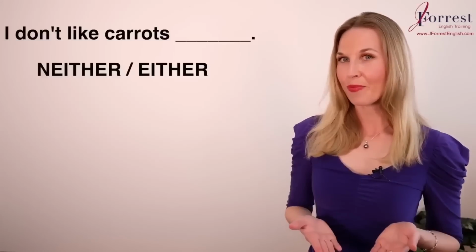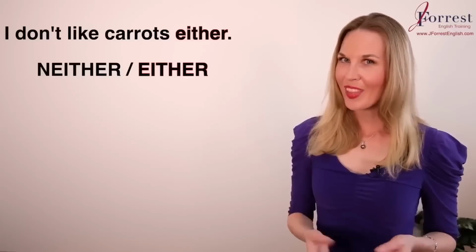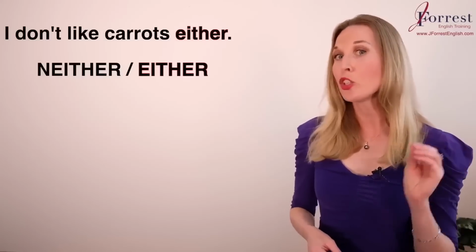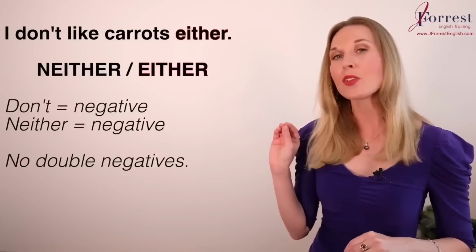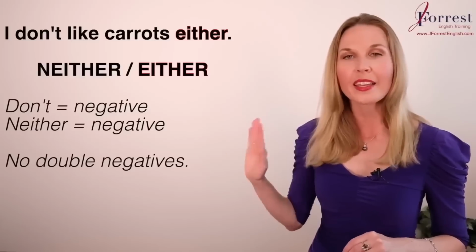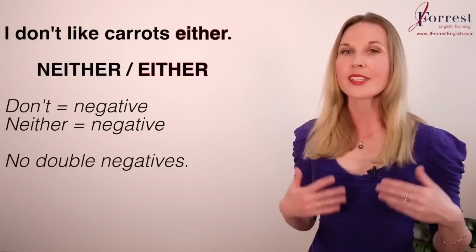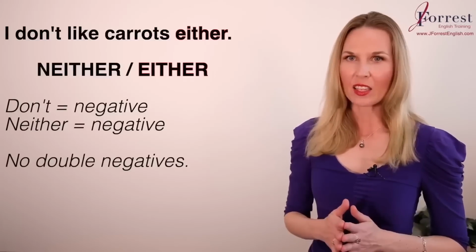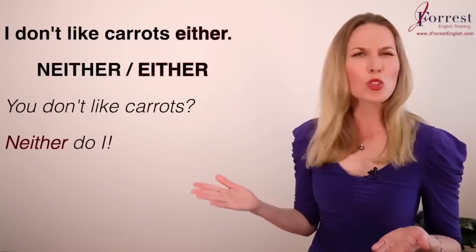Number 7: "I don't like carrots either." Now, this is the same as number 6 because I don't is a negative. Neither is also a negative, so we can't use it. We want either. I don't like carrots either. To use neither, I could say, "You don't like carrots?" "Neither do I. Neither do I."